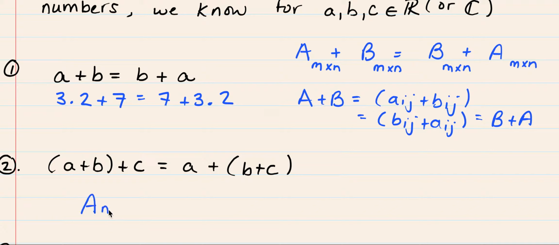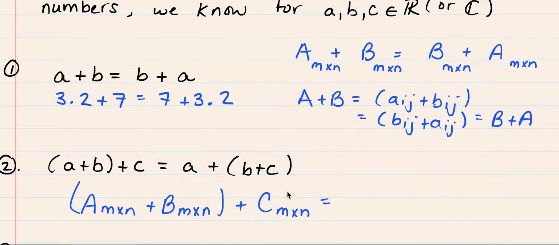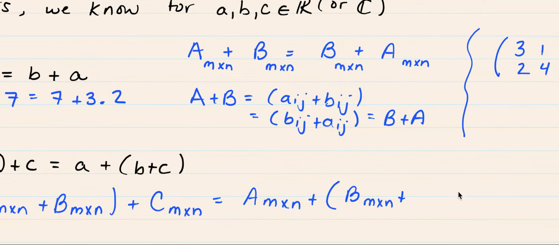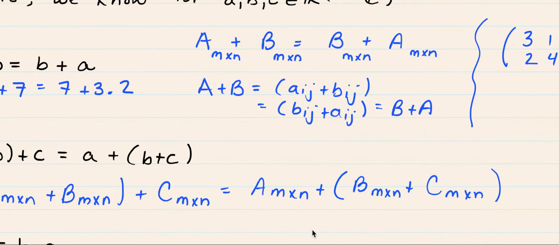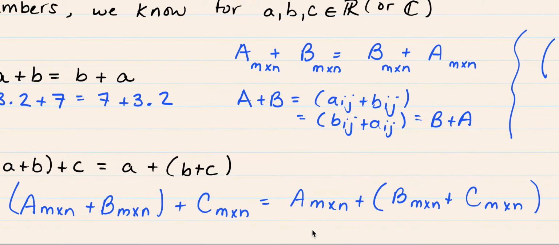So if we have A, B, and C as matrices, well, we can add A and B first and then add C, and that's the same thing as adding B and C first and then adding A. And you don't have to put this m by n here each time. I'm just doing that because in order for us to add these matrices, they have to be the same size. So I just want to bring your attention to the fact that they are all the same size. So this is true, and you can also prove this, and the proof is I think in the book as well.